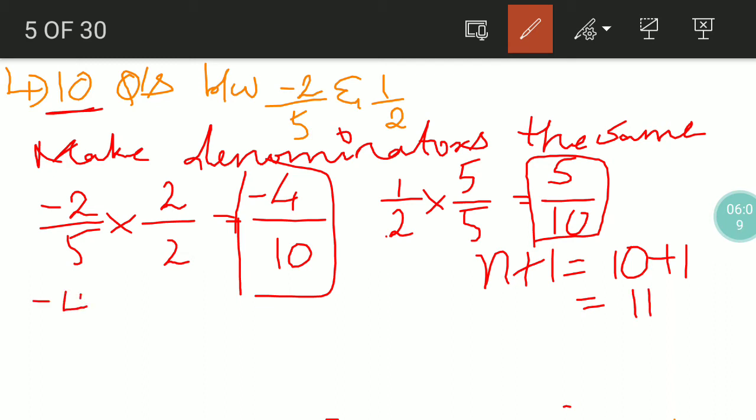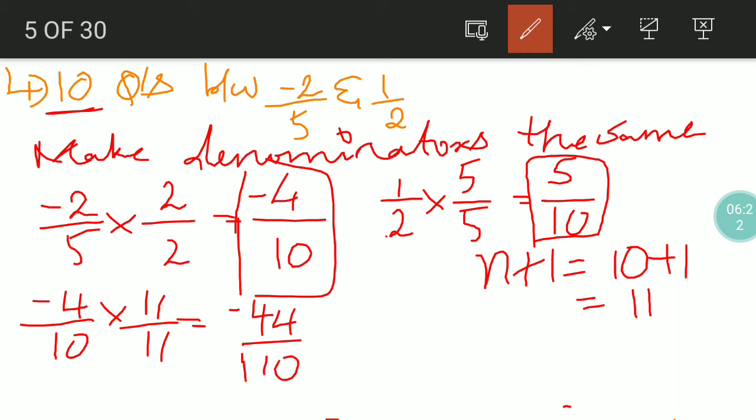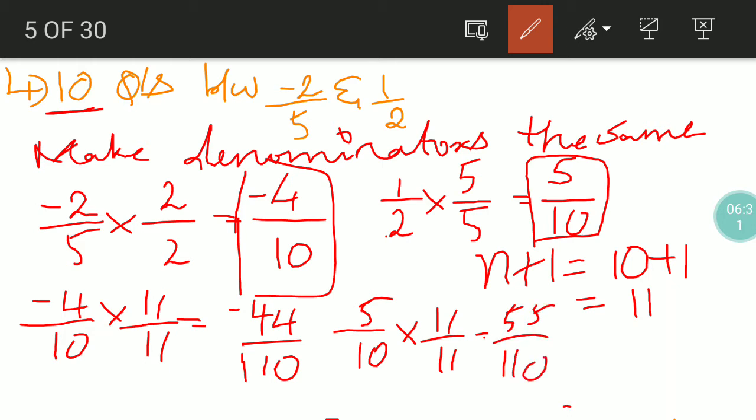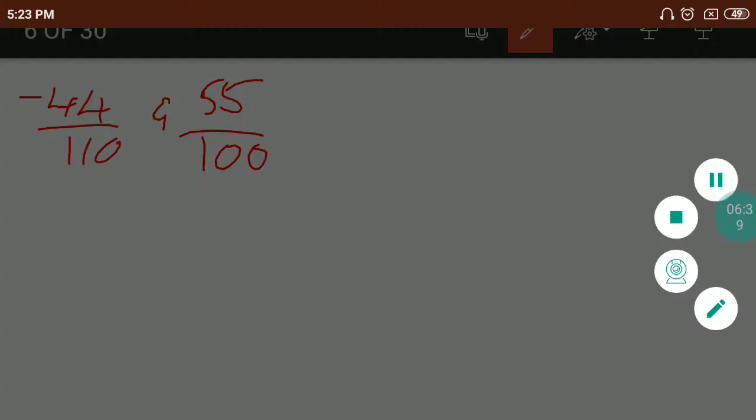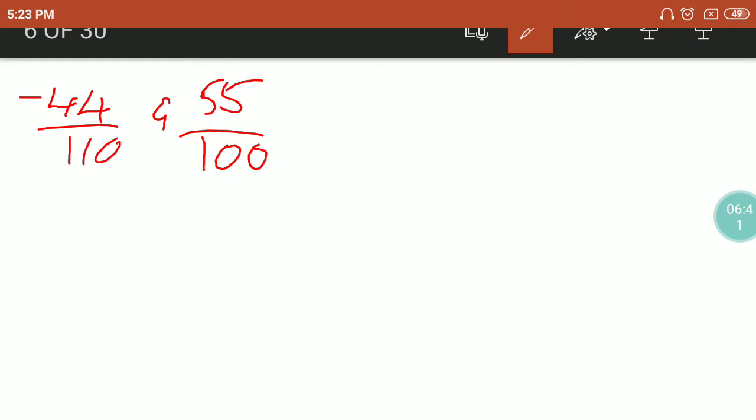So minus 4 by 10 into 11 by 11 we should multiply. Then you will get more rationals in between them. So minus 44 by 110, and 5 by 10 into 11 by 11 is equal to 55 by 110. Clear? So between these two we can find, we will write in the next sheet. Between these two numbers we will get many, right? So any 10 you can write.